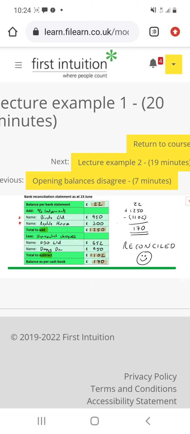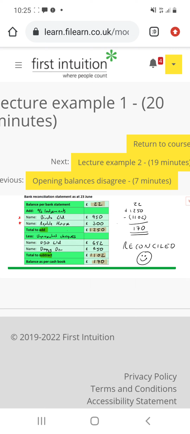It's purely timing differences due to the fact there's a couple of receipts, which I know we've had, that haven't yet made it into the bank account, and a couple of payments I know we've made, which again haven't yet made it into the bank account. So there we have done and completed our reconciliation.